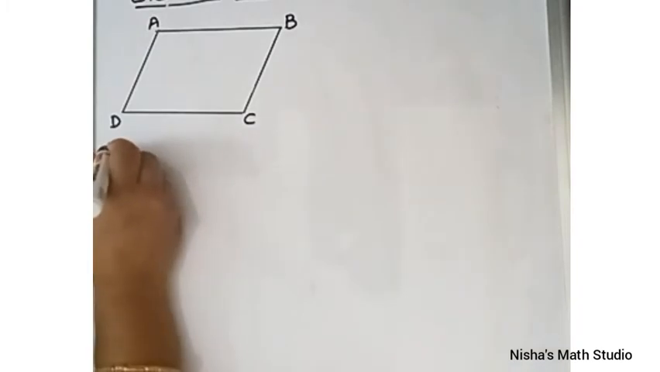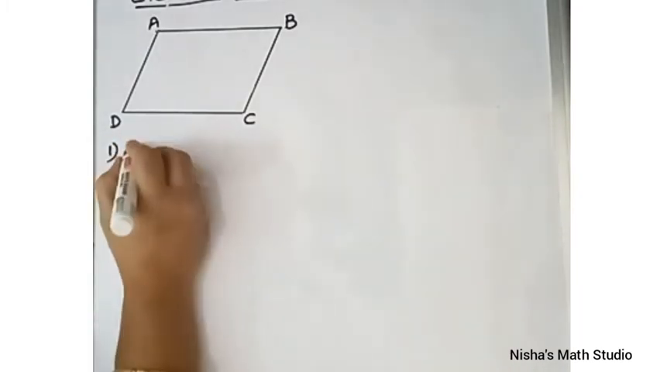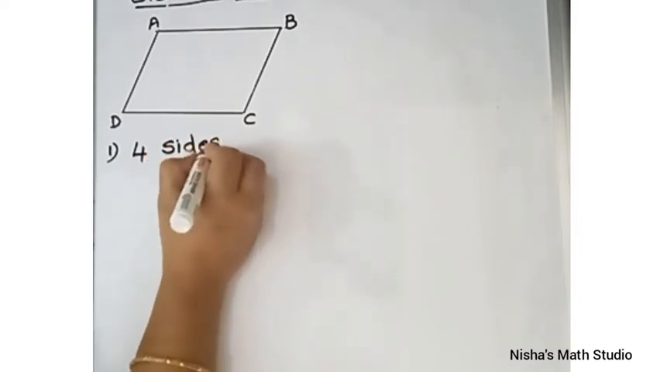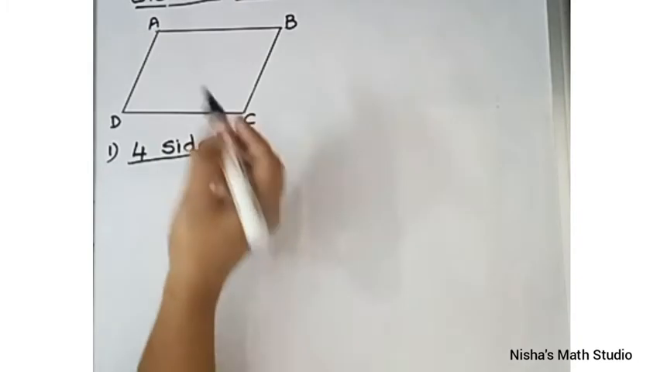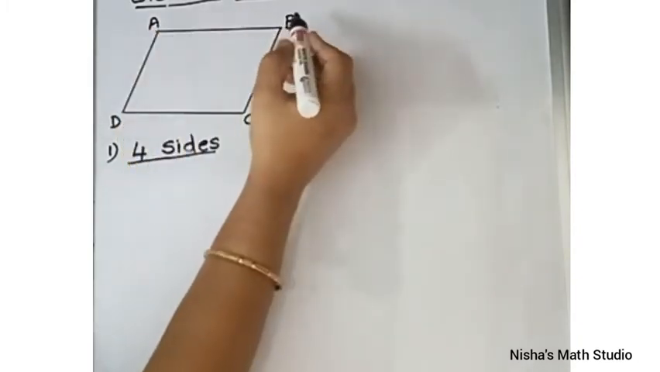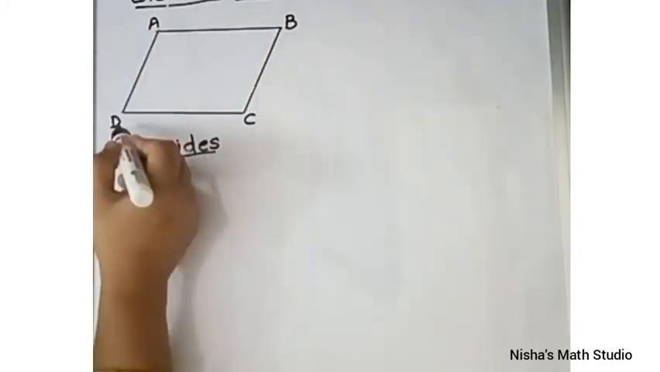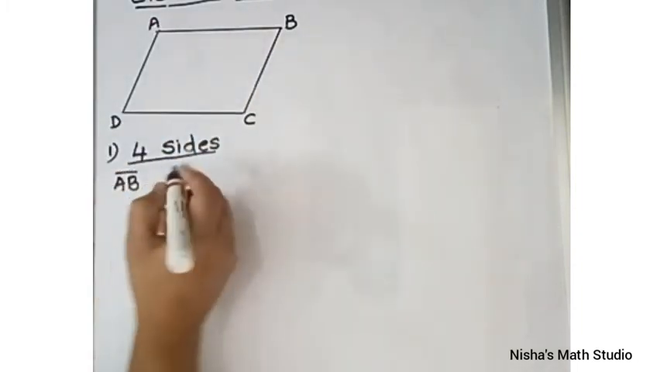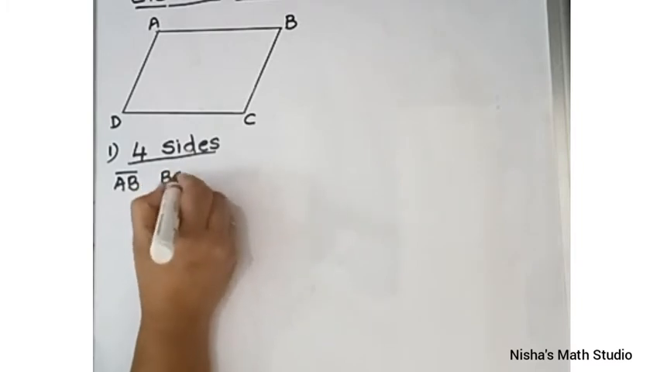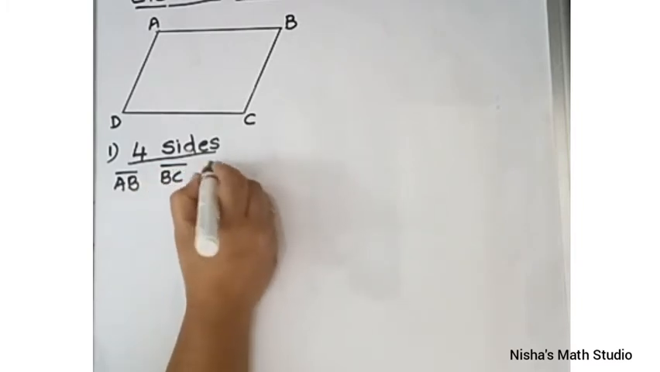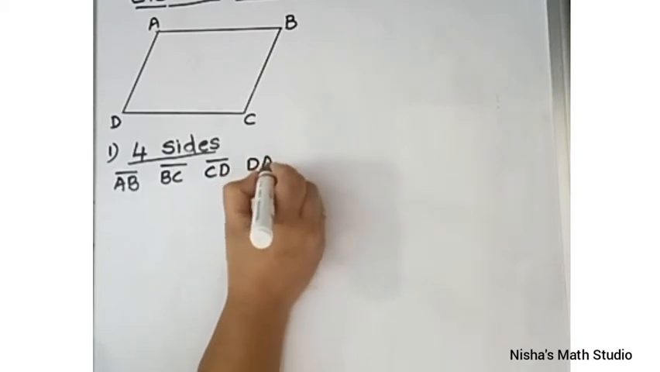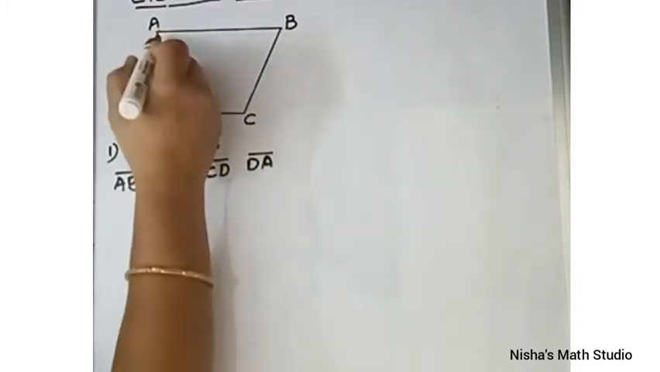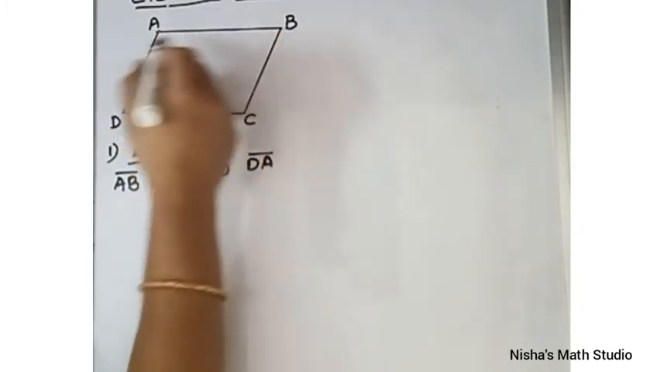So the first element which you are going to see are the four sides. Which are the four sides of this parallelogram? AB, BC, CD and DA. So the sides are line segment AB, BC, CD and DA. Either you call it AB or BA, both refer to the same line segment.